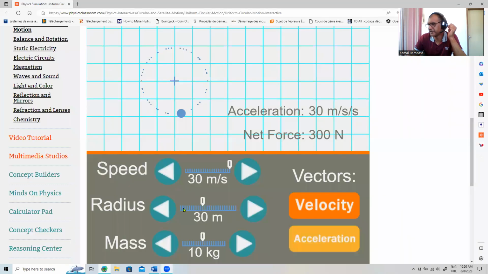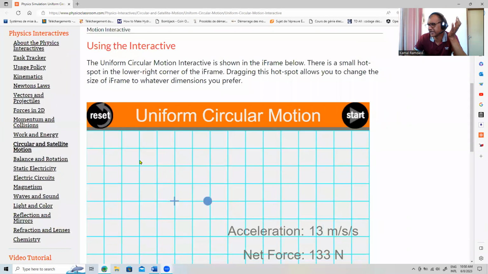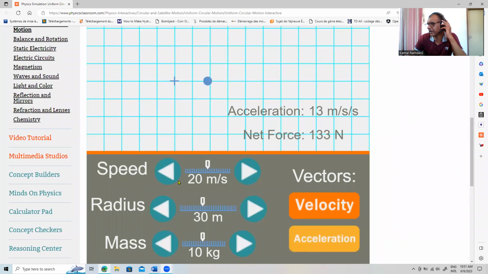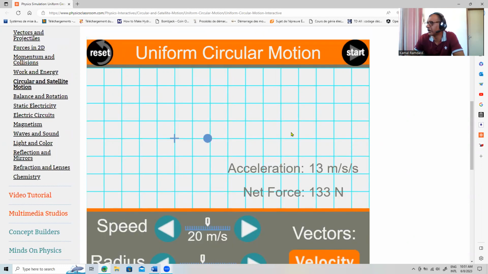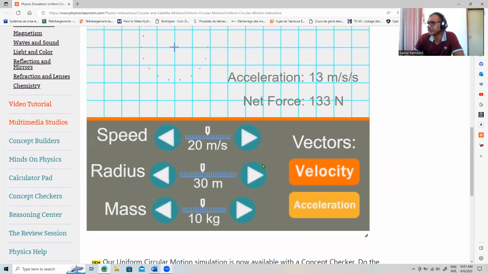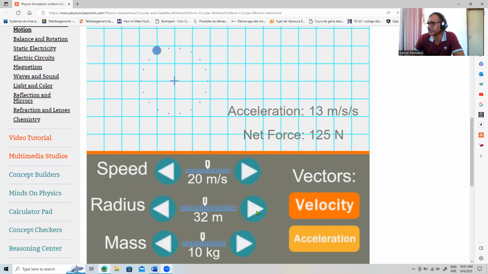Et ça veut dire, mon speed and mass peuvent remain constant, mais pour augmenter la force, un seul facteur peut changer, parce que speed et mass remain constant. Je ne suis pas capable de jouer avec la force au commencement, mais un seul facteur, le radius. Ça veut dire, si j'augmente mon radius, on trouve que la force diminue.